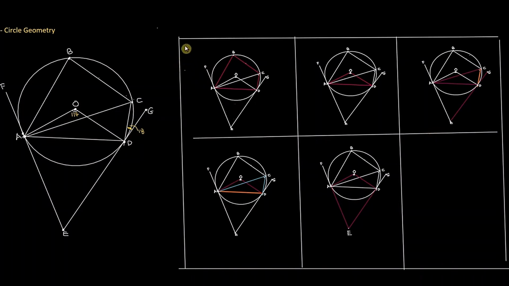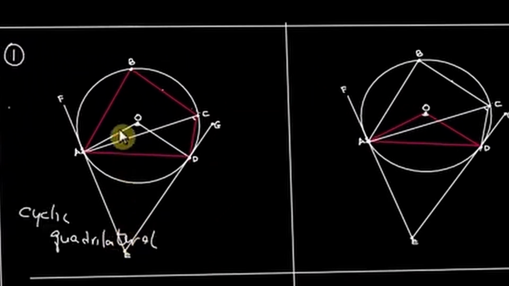So let's label this one as number 1. In the first instance, we have identified a cyclic quadrilateral. How is that useful to us? Because in a cyclic quadrilateral, we know that the opposite angles are supplementary, which means they add to 180 degrees.